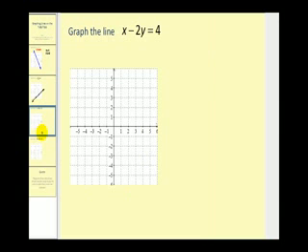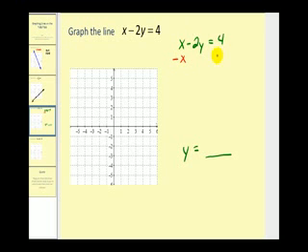Let's take a look at a couple where they're not solved for y. If we want to graph this using the graphing calculator, we do have to solve this equation for y. So we want to have this line in the form of y equals, and then everything else on the right. So we'll start by subtracting x on both sides. So we have -2y equals -x plus 4. Now we'll divide everything by -2 to solve this for y.